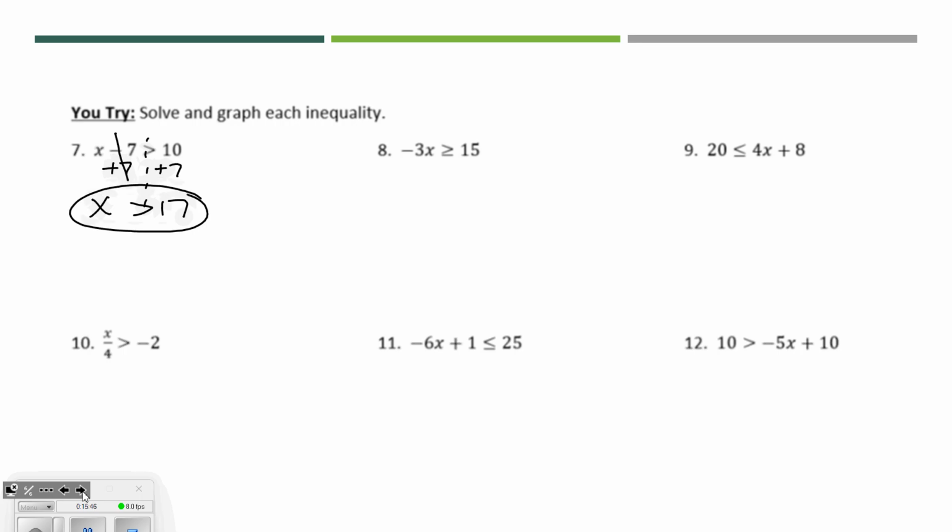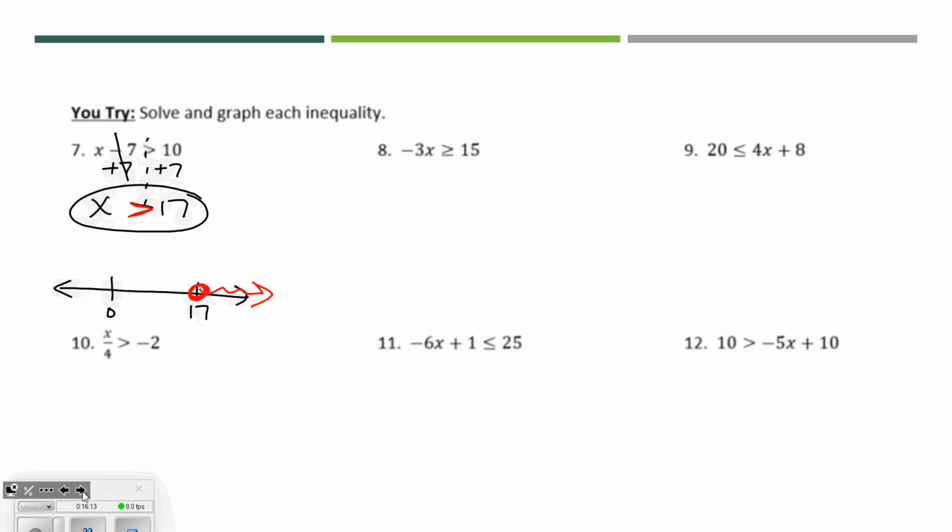I like this answer because the x is on the left-hand side. I don't need to draw 17 tick marks. What I can just do is start at 0 and go up to 17. My circle is going to be an open circle because I don't have the or equal to, the line underneath the inequality symbol. And it's x is greater than 17. And so I'm shading to the right.